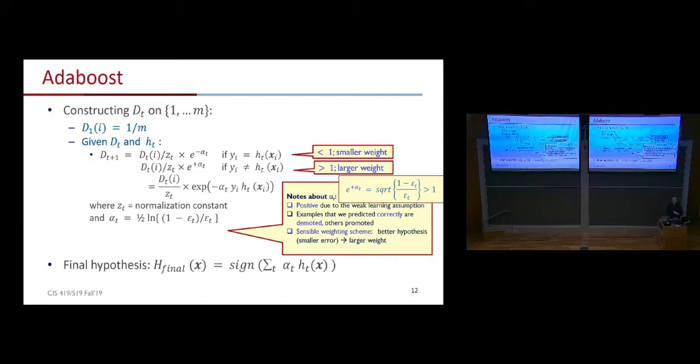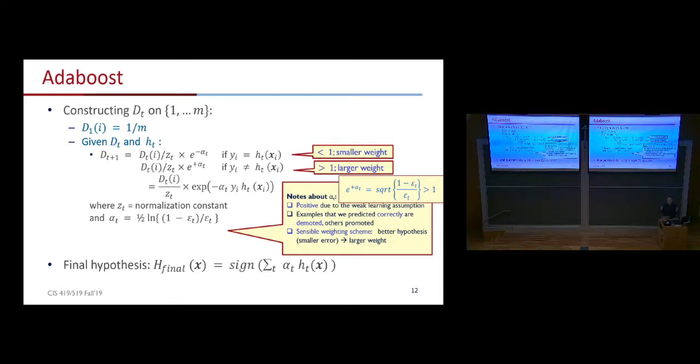I'm demoting the weight. If I did make a mistake, in the second line here, I'm multiplying the previous weight by a number that is greater than 1. So I'm increasing the weight. Essentially, we take an example. If we made a mistake on it, we are increasing its weight because we basically want to focus on this example more. It's going to carry more weight now. So the next round, we're going to focus on it. We're going to have to focus on it more if we want to maintain our error.